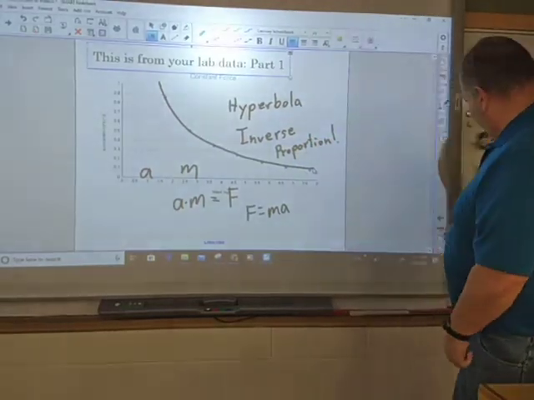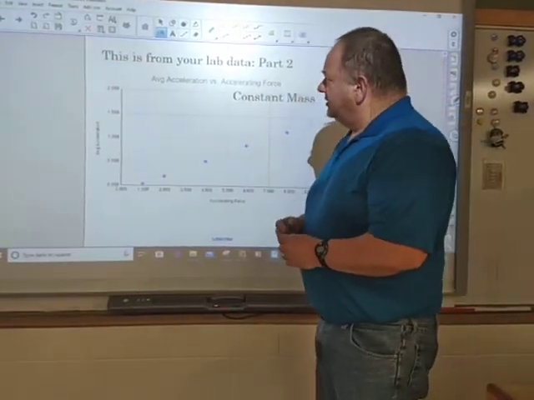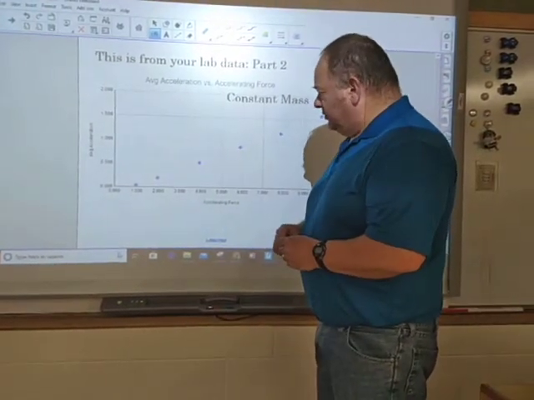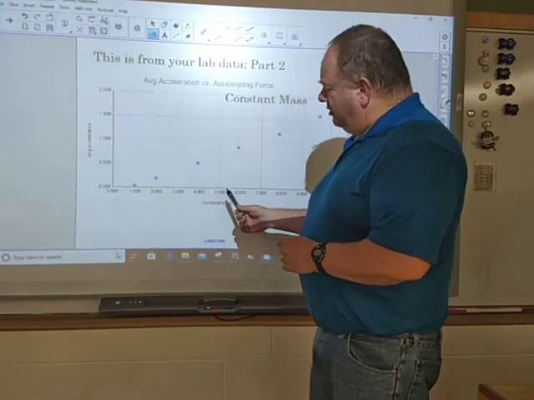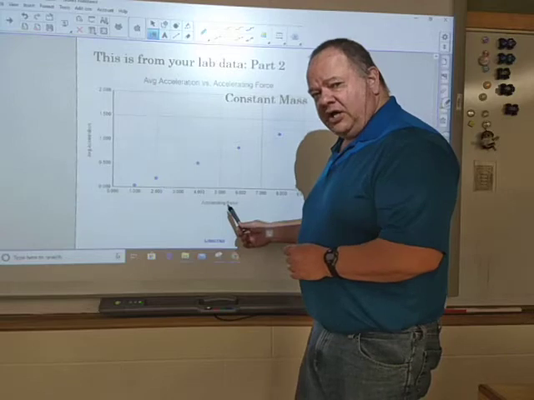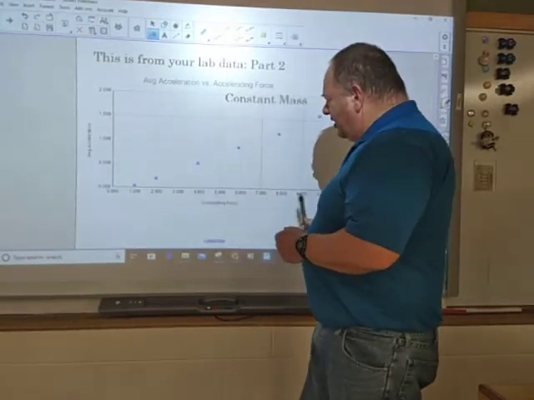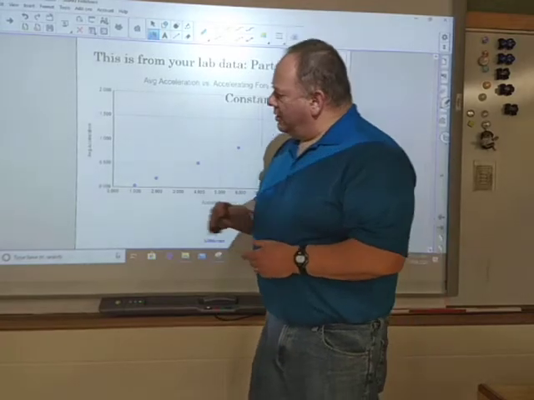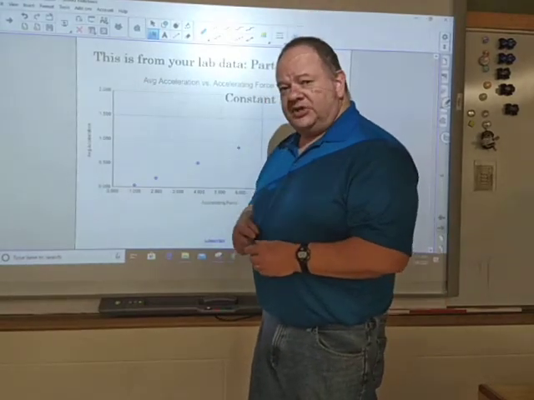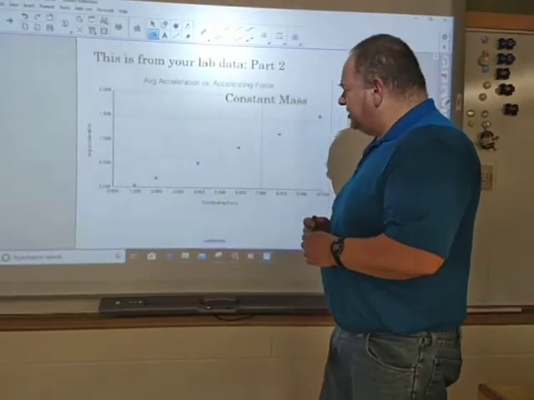When we look at the next graph, this is the data from part 2. Again, what I changed in the lab was the force on the end of the string. Because I changed that, that's my independent variable. What changed as a result was the acceleration, so there's my dependent variable. That's why I chose these axes.